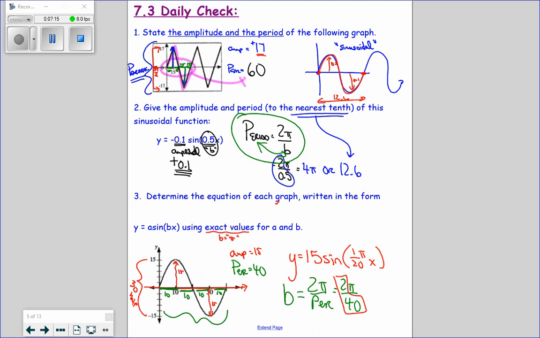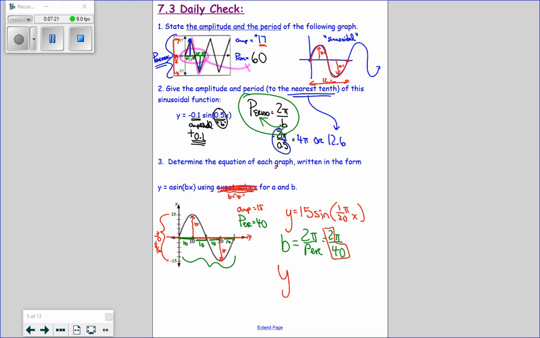Now, if the words "exact values" didn't appear, if it was just "find me the value of A and B," your other option would be to plug this whole thing in on your calculator. So go 2 pi divided by 40, and you'll get out a 0 point something. And then you could leave it like that as well.